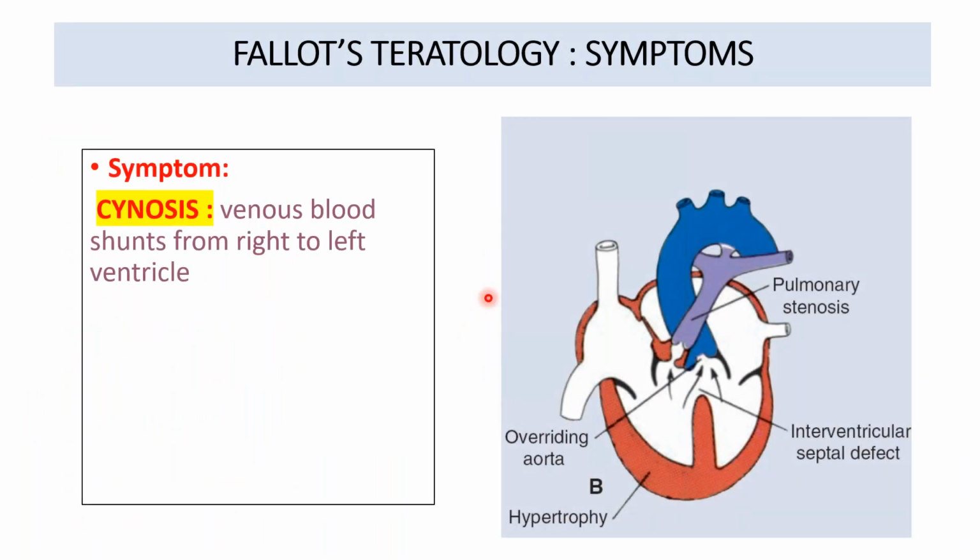Now, what will be the symptom with which the patient comes? The patient will present with cyanosis, bluing, because venous blood shunts from the right to the left ventricle. The venous blood from here will shunt towards the left ventricle, which is carrying oxygenated blood through the aorta, so there will be mixing of blood. So the child will present with the symptom of cyanosis.